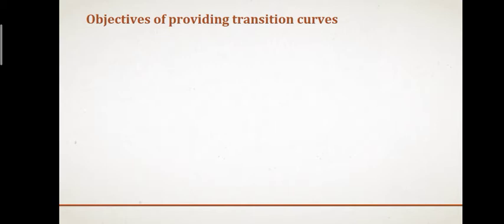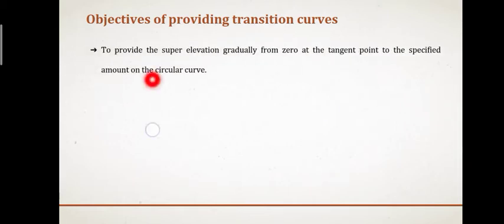We will start with the objectives of the transition curve, why we are going to provide this transition curve, right? To provide a super elevation gradually from 0 at the tangent point. Tangent points means where? The point where the straight road will connect the transition road.